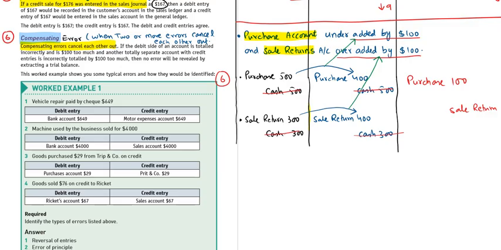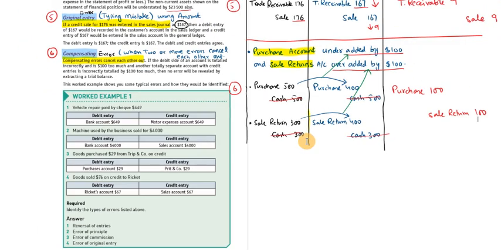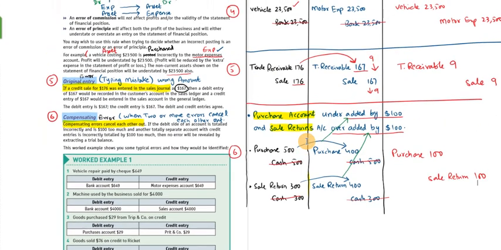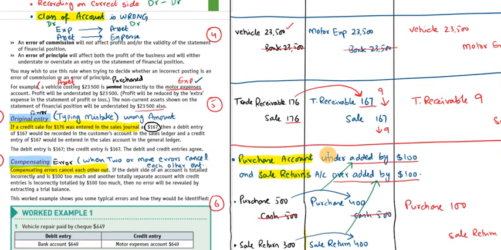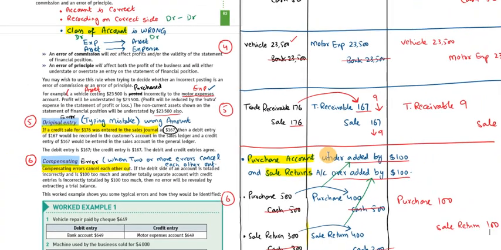So I explained all of these six errors with practical examples along with journal entries for your proper understanding. Okay. Any questions, students?